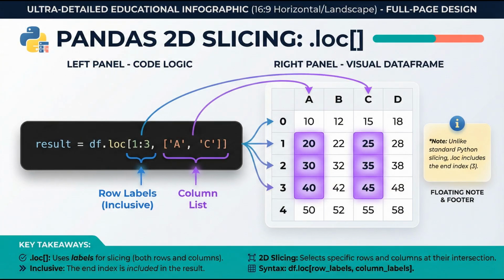Combine row and column selection by passing two arguments to loc or iloc. The first selects rows, the second selects columns. This precise syntax lets you extract exact data subsections.